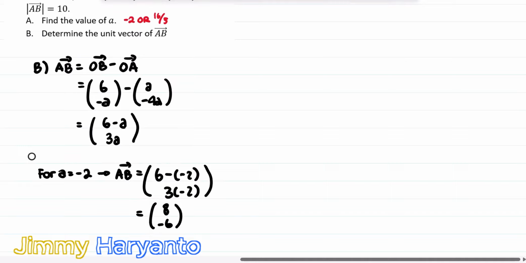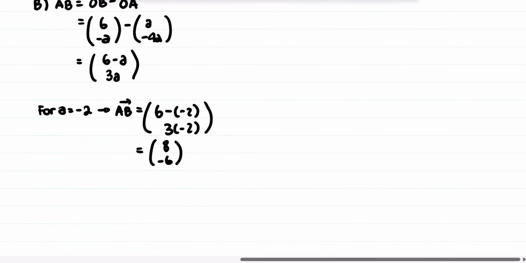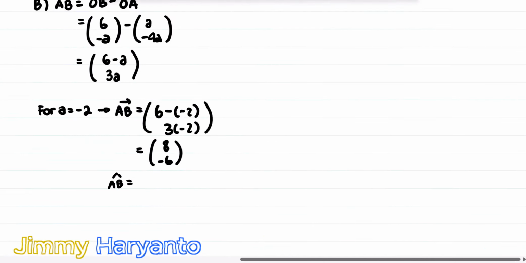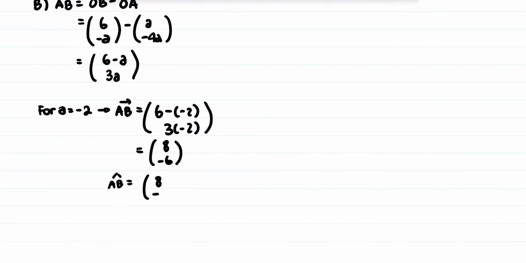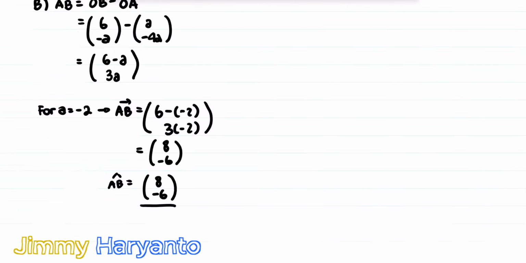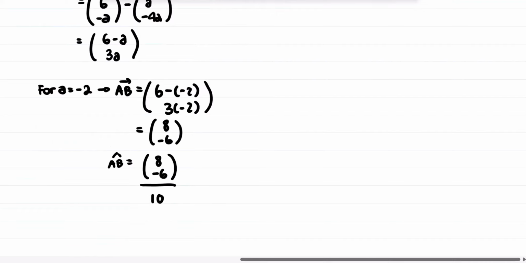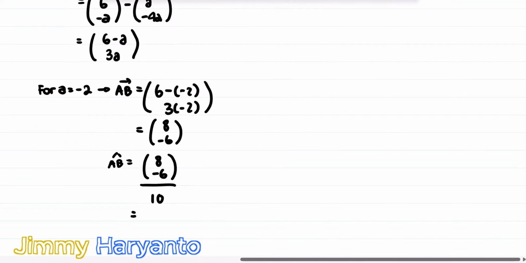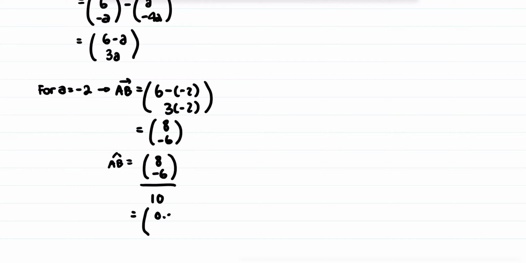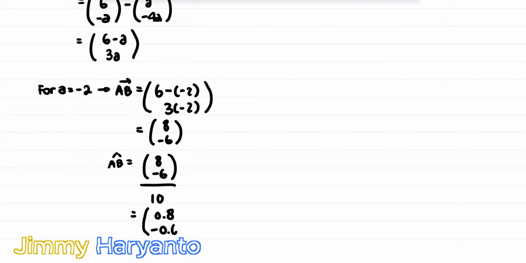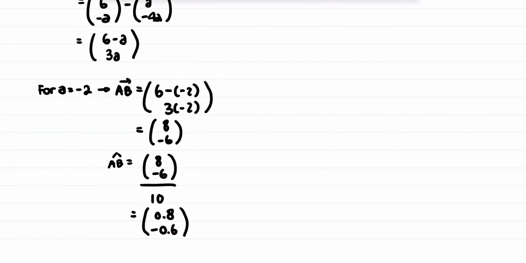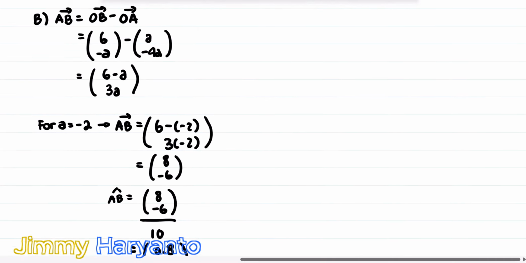Next is to find the unit vector of AB. The unit vector for this one is 8, negative 6, divided by the magnitude. The magnitude is 10. So I can say that the unit vector will be 0.8 and negative 0.6 for A equals negative 2.